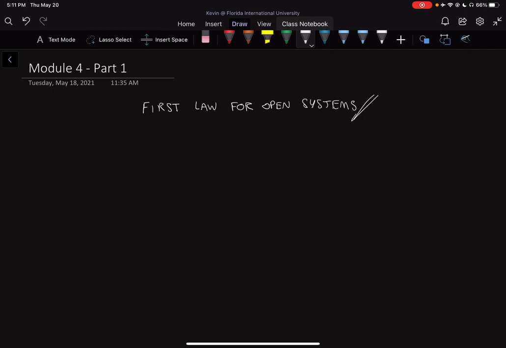Now we're going to switch to open systems and try and understand and apply the first law to these open systems. So an open system is also called a control volume system. We can write control volume as CV in this class as well. CV is going to be referred to as control volume. And what this means is that in an open system, essentially, mass crosses the boundary of the system.